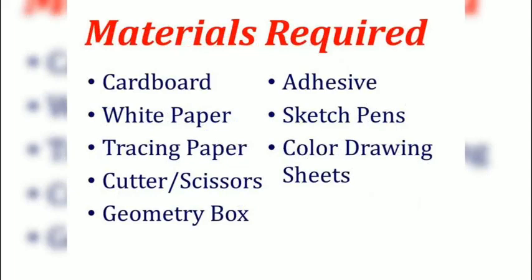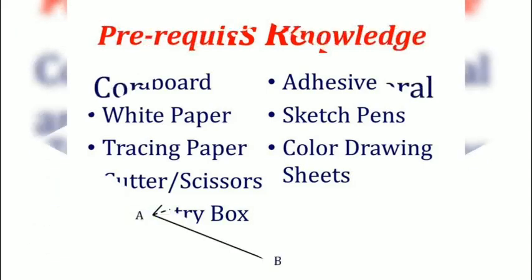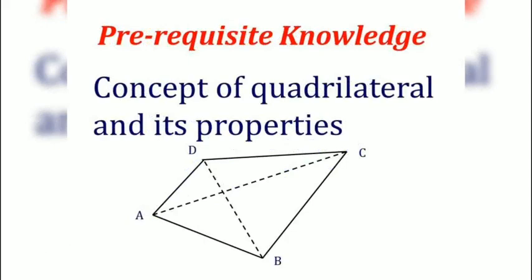Materials required for this activity are cardboard, white paper, tracing paper, cutter or scissors, geometry box, adhesive, sketch pens, and color drawing sheet. Prerequisite knowledge: concept of quadrilateral and its properties. Here in this figure, ABCD is a quadrilateral.